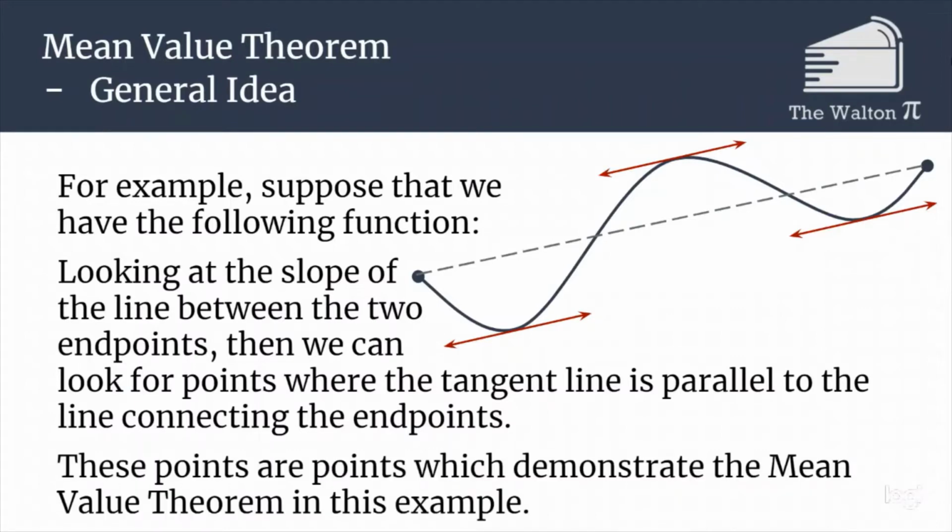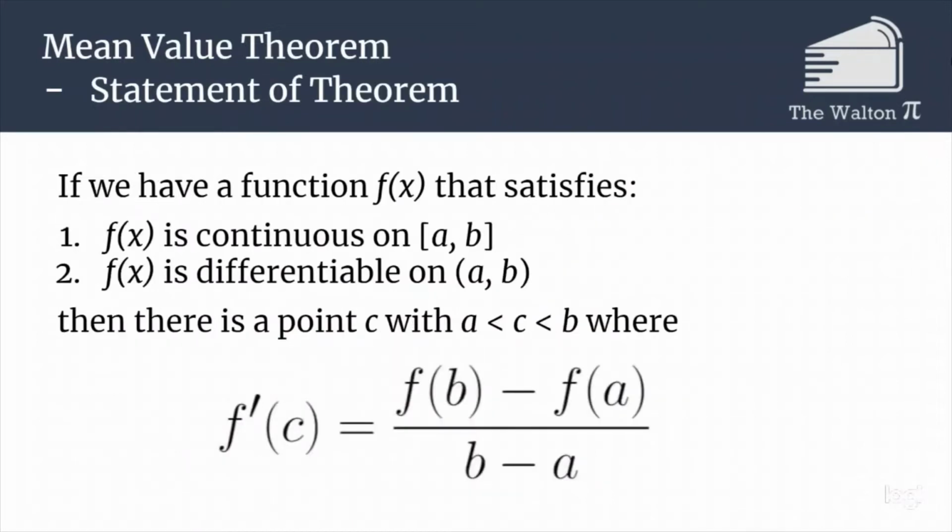So these are points which demonstrate the mean value theorem and how we can visualize what the mean value theorem means. So the statement of the mean value theorem is that if we have a function f of x which is continuous on the closed interval from a to b, and is differentiable on the open interval from a to b, then there is a point c, where a is less than c, which is less than b, so c is somewhere between a and b, where f prime of c, so the derivative of f evaluated at c, is equal to f of b minus f of a over b minus a. In other words, the slope connecting the two endpoints.